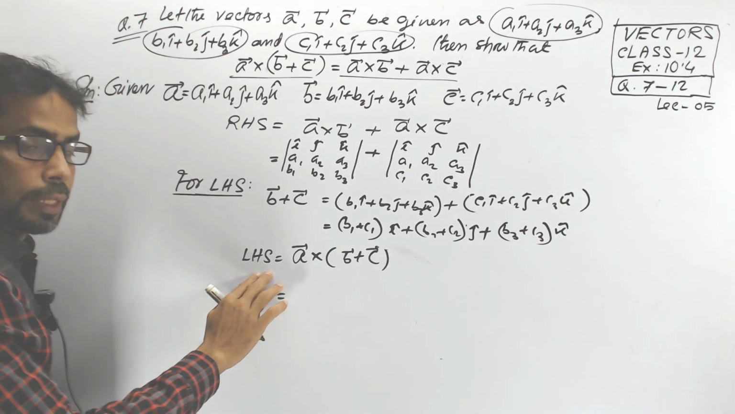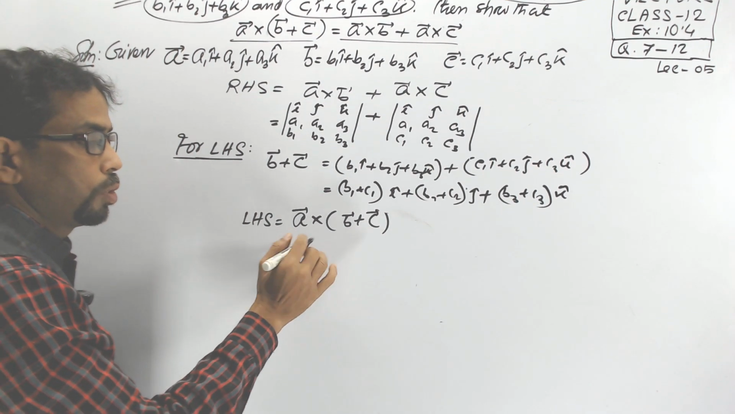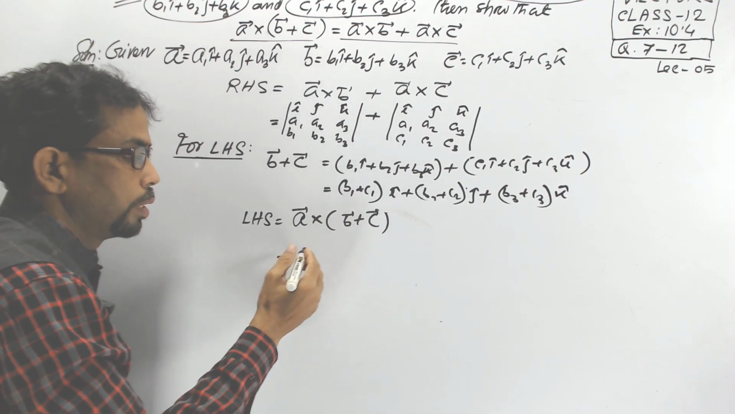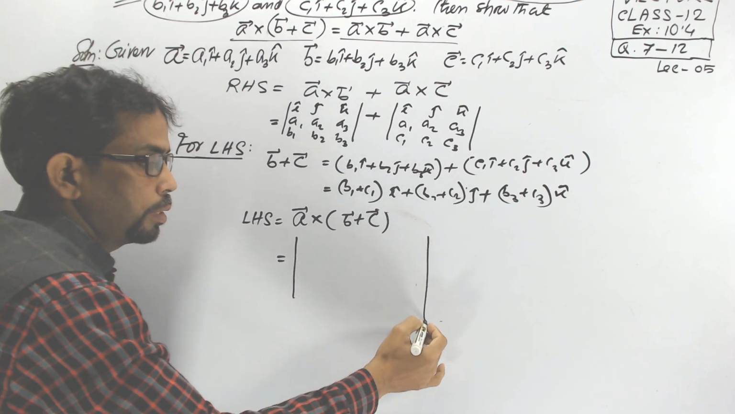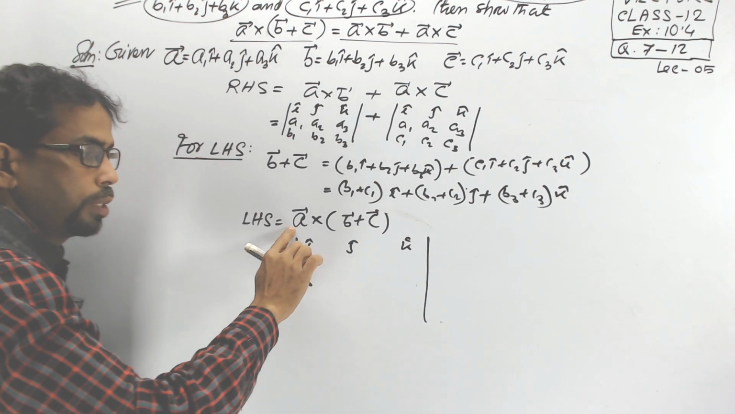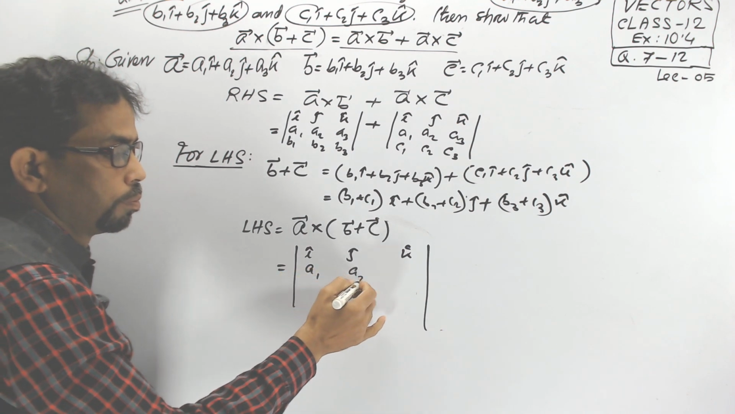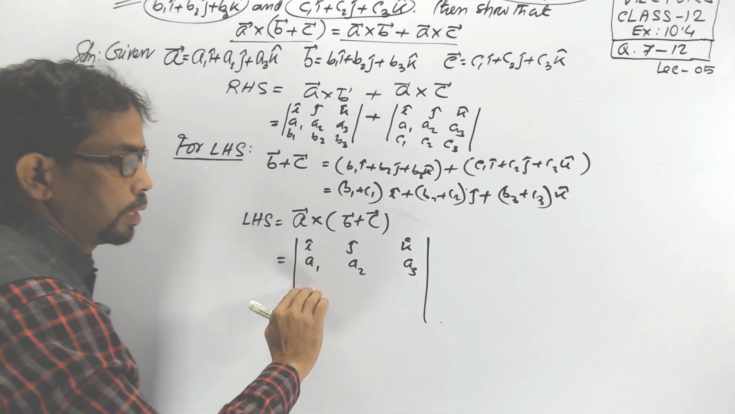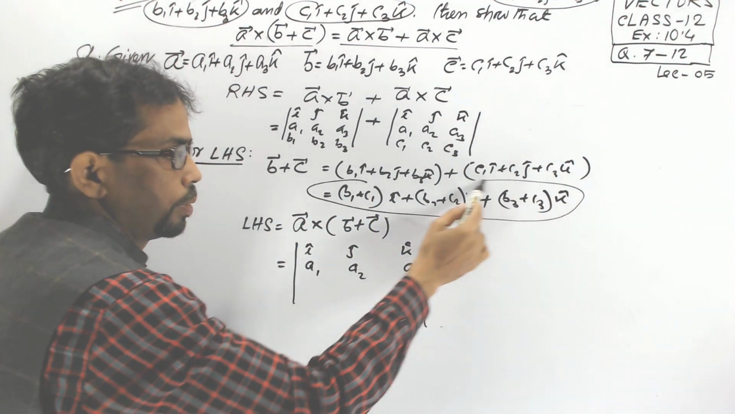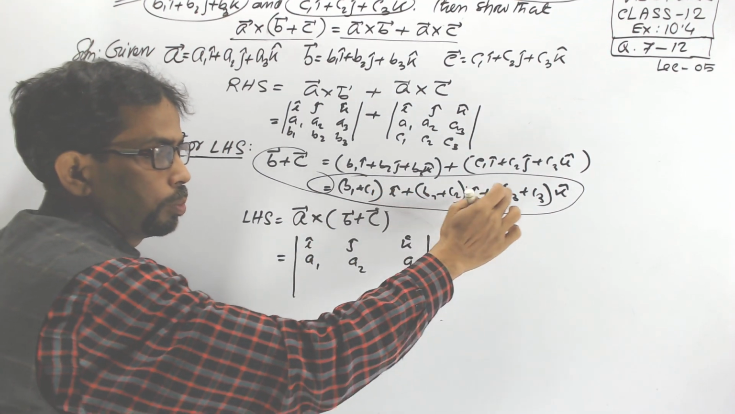Then writing the LHS. LHS is A cross (B plus C). It is also a cross product between this vector and this vector, between A and B plus C. The cross product is made by a determinant. The first row is i, j, k, the second row is made by the coefficients of the first vector A, that is A1, A2, A3, and the third row is made by the coefficients of the second vector. B plus C is a single vector now, with coefficients B1 plus C1, B2 plus C2, B3 plus C3.